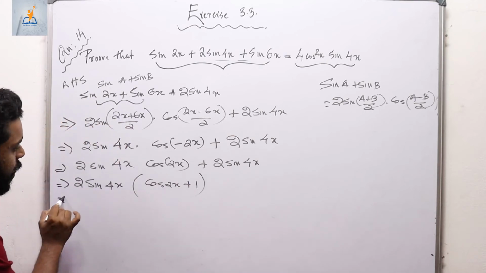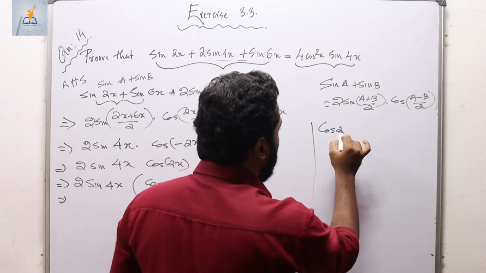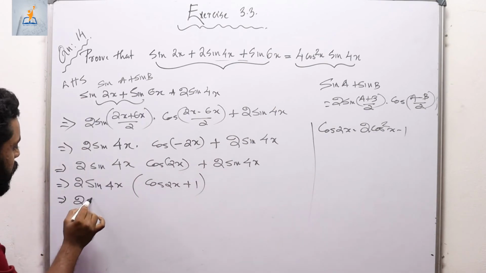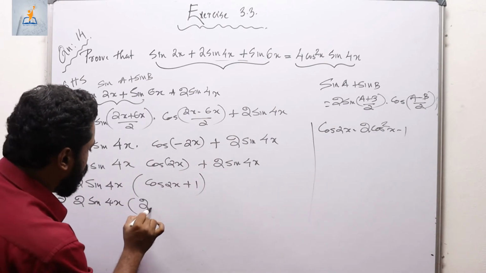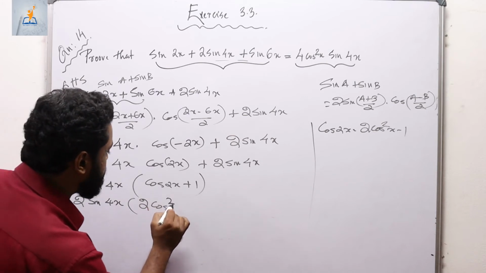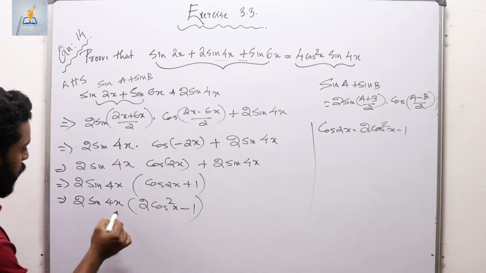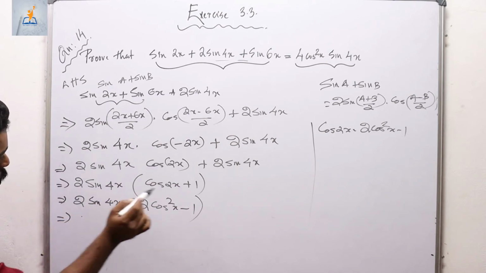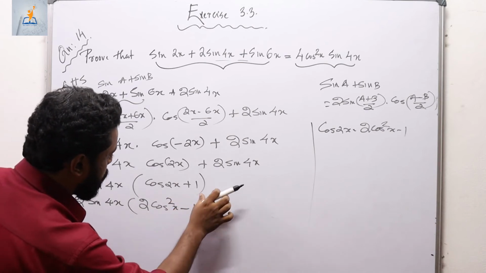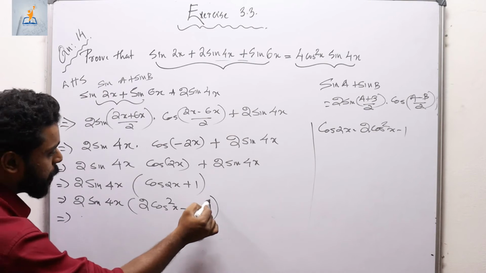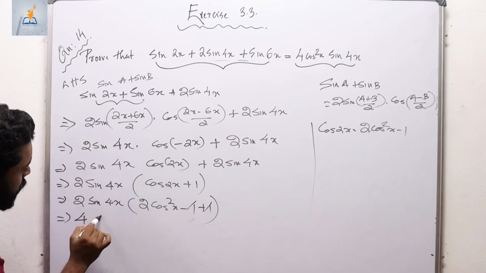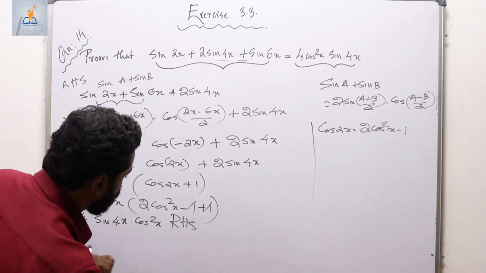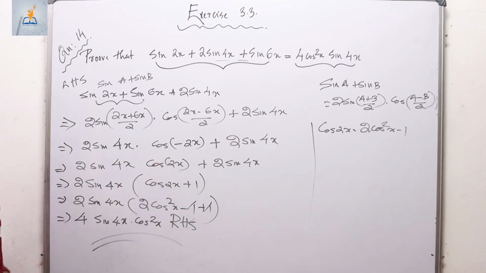Again we know that cos 2x is nothing but 2 cos square x minus 1. Let me just substitute that here. It will become 2 sin 4x into (2 cos square x minus 1 plus 1). So now opening the bracket, it will result in 2 cos square x minus 1. Again there is a plus 1, isn't it? So it will become 0. So it will become 4 sin 4x into cos square x, which was the required RHS. So hence we proved LHS is equal to RHS.